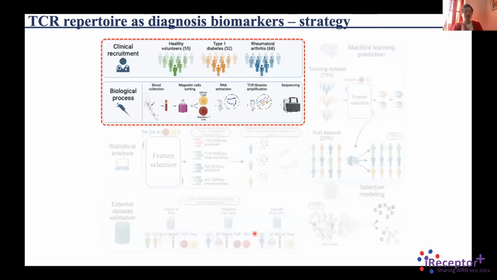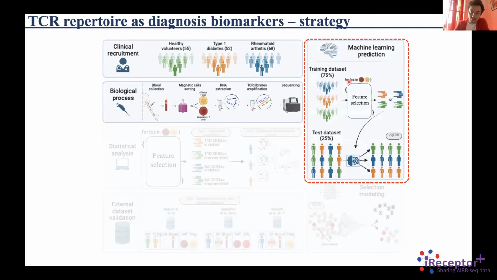So in the laboratory, we collect a sample from healthy volunteers, from type 1 diabetes, from rheumatoid arthritis patients. We collect blood for each of these patients, and we sort the effector T cells and the regulatory T cells. We process the RNA extraction, TCR library amplification, and sequencing. And here also we process the feature selection on the 75% training data set.